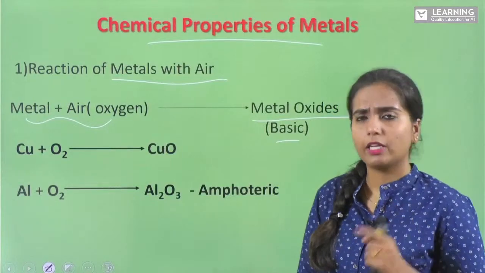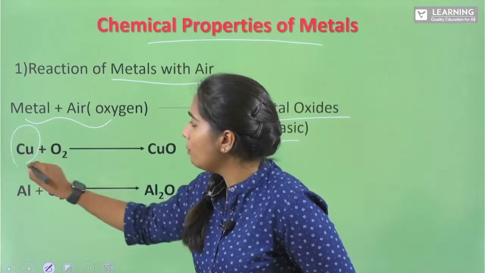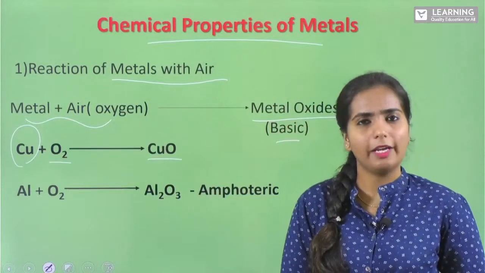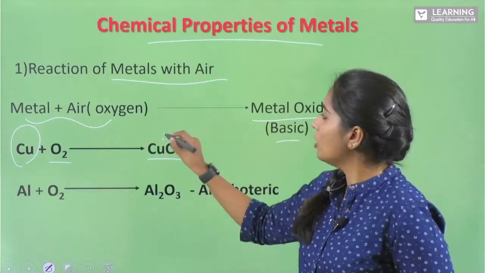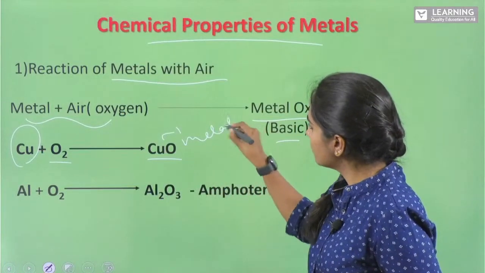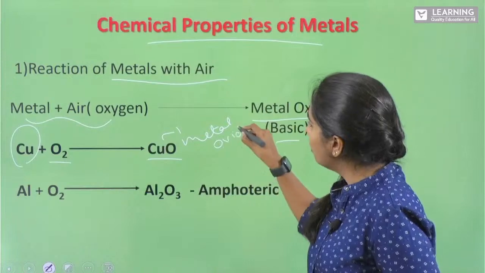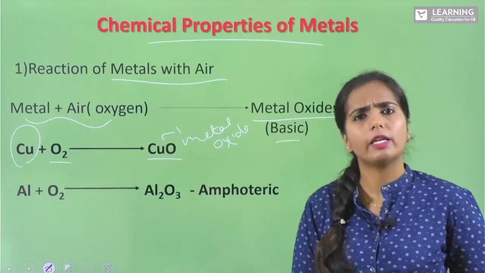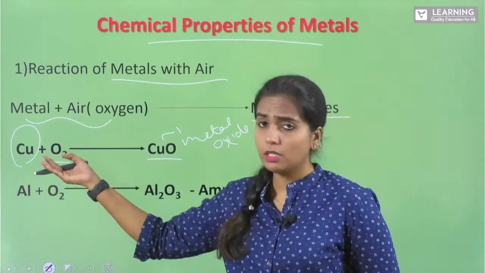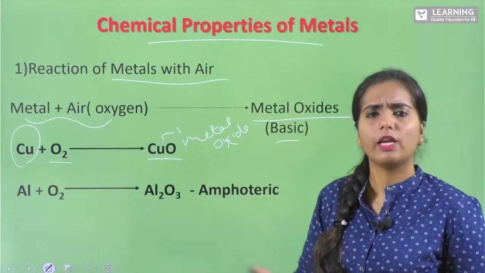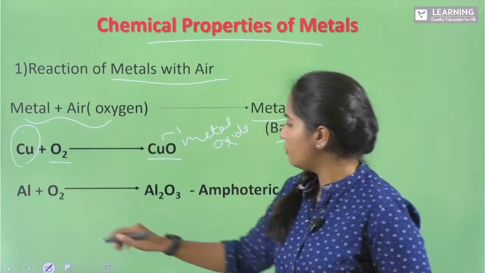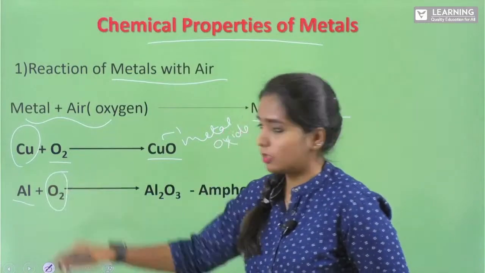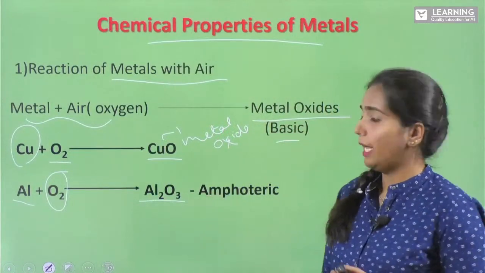For that I have taken one example. We are taking copper and treating it with oxygen. You are getting CuO, right? CuO is our metal oxide. So when you take a metal and treat it with air, you get a metal oxide. One example is copper treated with oxygen, giving CuO. Followed by aluminium, which is our metal, treated with oxygen. What is the product?